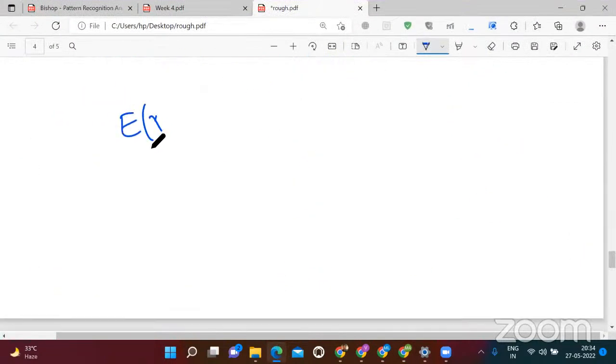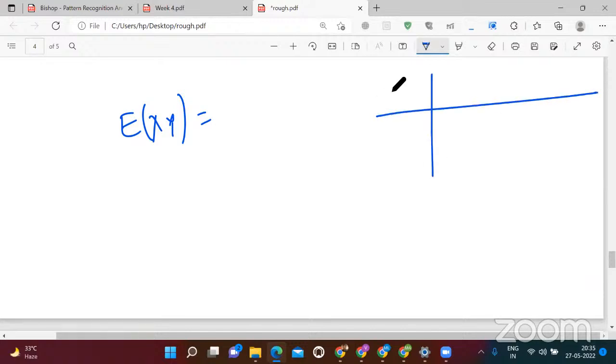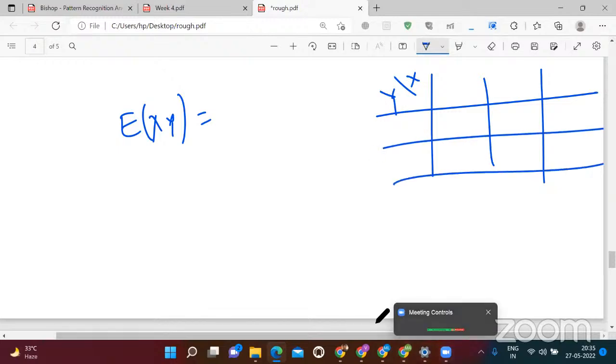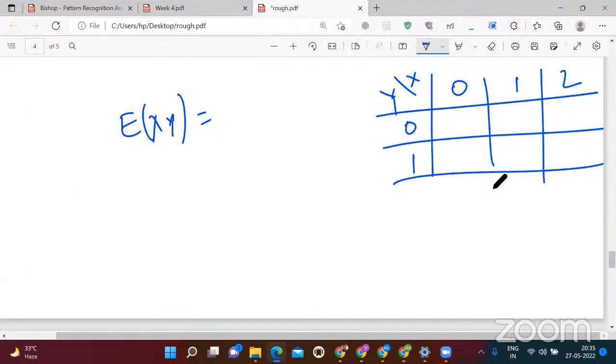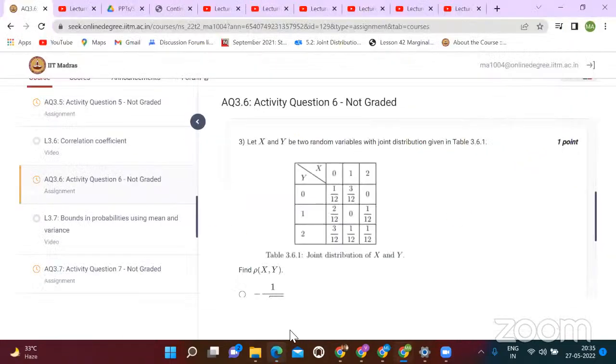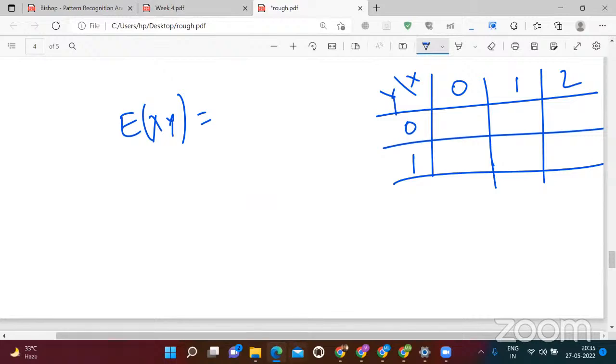So the expectation of xy, you have to calculate, right? I'll just make the plot. So this is x and this is y. Tell me the values 0, 1, 2. Here it is 0, 1. So 0, 0 is how much? The probability value? 1.5.